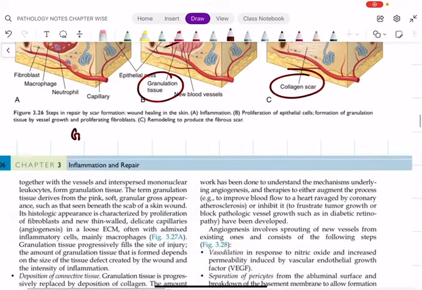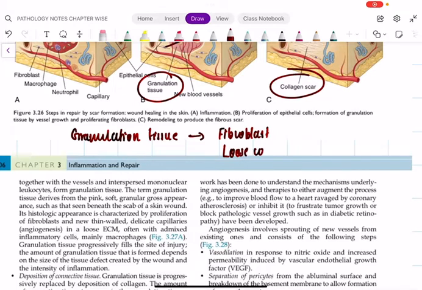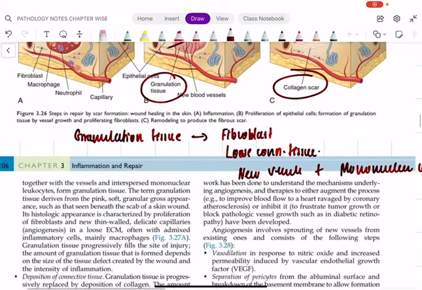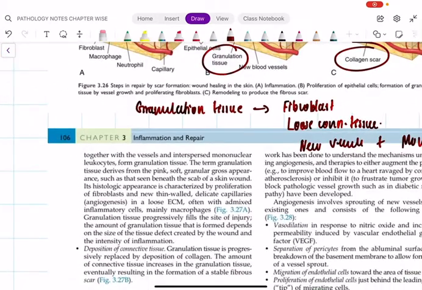Granulation tissue, I am writing here separately. Granulation tissue, this is a very important basic question. Granulation tissue is nothing else but fibroblast, loose connective tissue, new blood vessels, and finally mononuclear cells, like neutrophils, leukocytes, all those things. Fine? Yes. What does the terminology granulation mean?